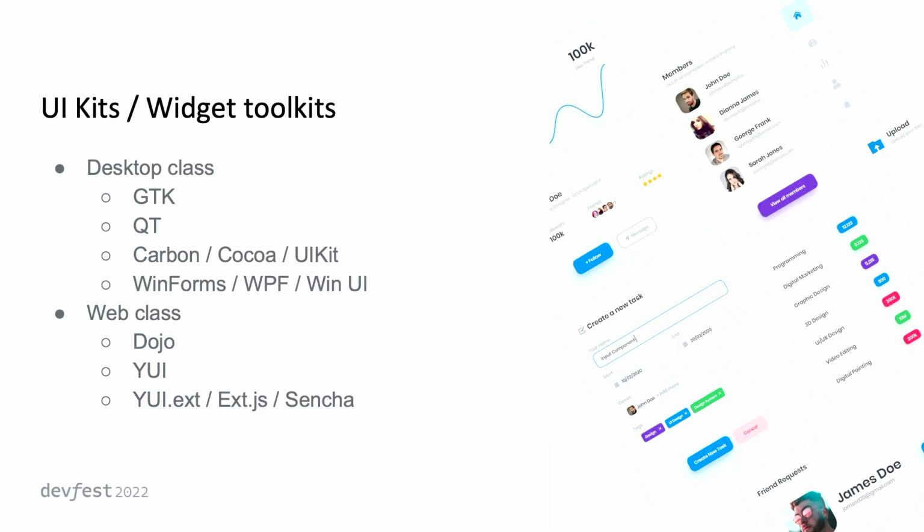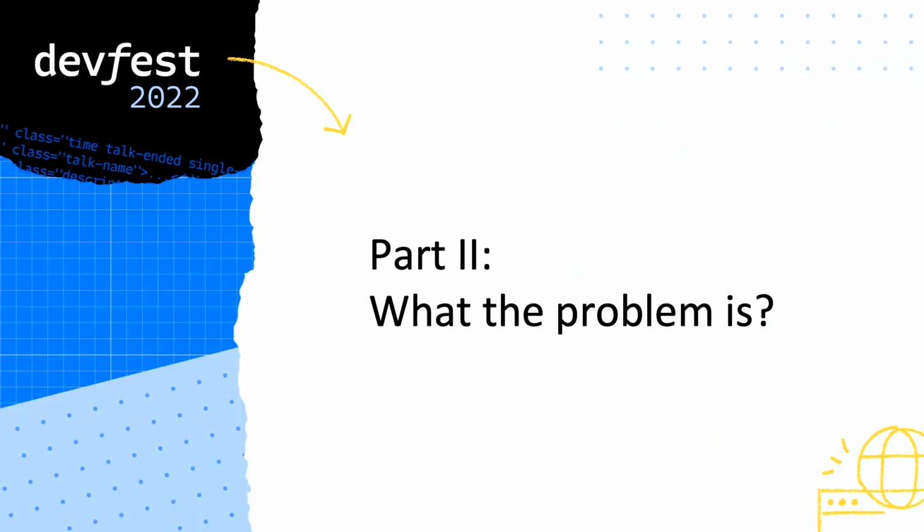YUX, you never heard of it. It was renamed to Ext.js, and then it was renamed to Sencha. And maybe you heard Sencha. But like all these people, they made components. And they named them. And that leads us to the problem. So what is the problem?